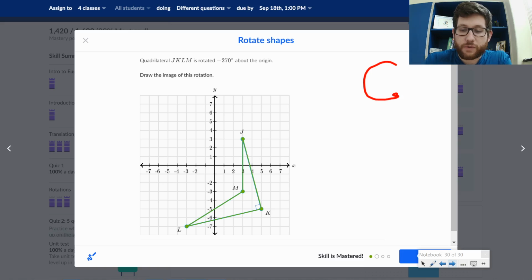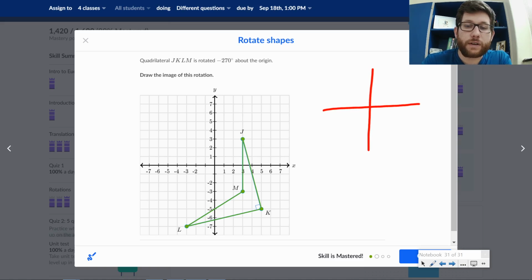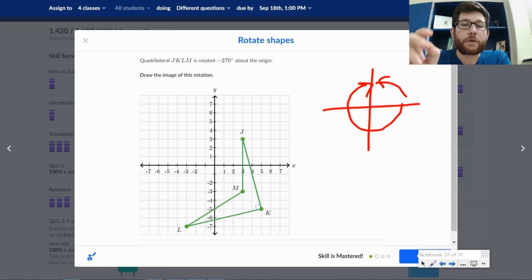Actually, let me put it this way. Let's just take our quadrant. So negative 270 is clockwise, and it would be about something like that. If I had a point on my x-axis, it would actually end up on my positive y-axis. An easier way to think about that would just be a positive 90-degree rotation, right? If I'm going negative 270, that's the same as positive 90. So that's what we're going to do.